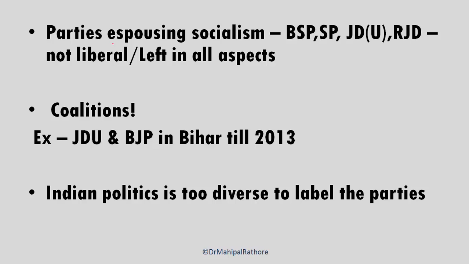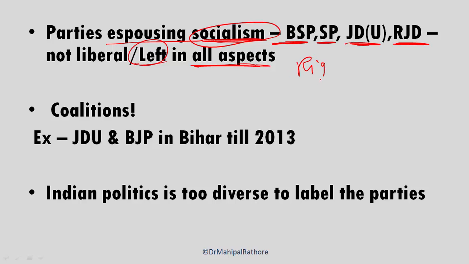Another example, parties espousing socialism: Bahujan Samaj Party, Samajwadi Party, Janata Dal United, RJD of Lalu Prasad Yadav. So they are socialist parties. They say that we are socialist, we believe in socialist ideals, and we will live up to the ideals of Ram Manohar Lohia. They say that. But whenever they are in power, they do not act like it. They do not act like left-leaning parties in all aspects. Because see, for development, you have to bring in FDI, you have to bring in capitalists, you have to bring in industries to your state. So they will try to bring some policies which are typical of right-wing parties.